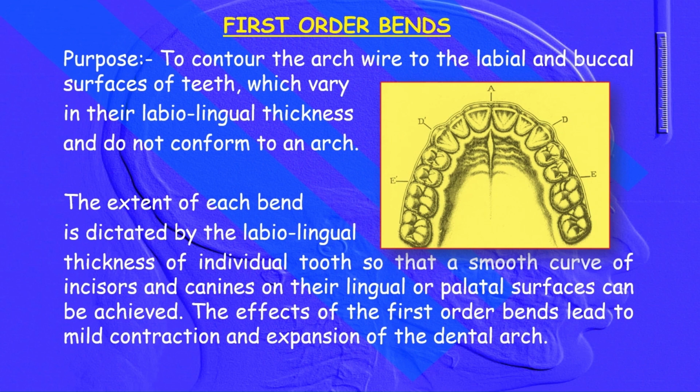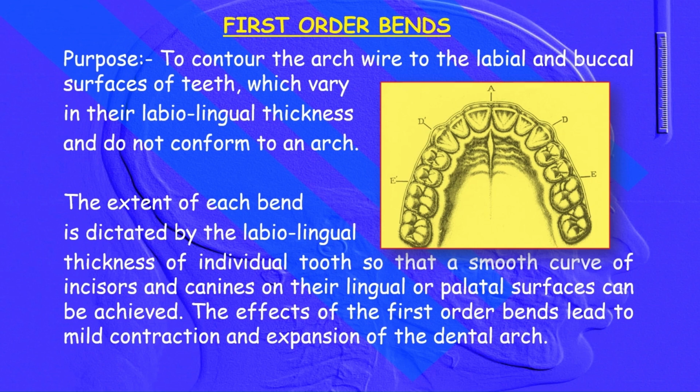You all know that the labiolingual thickness of various teeth is different. Thus, first order bends aim to contour the arch wire to the labial or buccal surfaces of teeth, which vary in their labiolingual thickness and do not conform to an arch. The extent of each first order bend is dictated by the labiolingual thickness of individual teeth so that a smooth curve of incisors and canines on their lingual surface can be achieved.